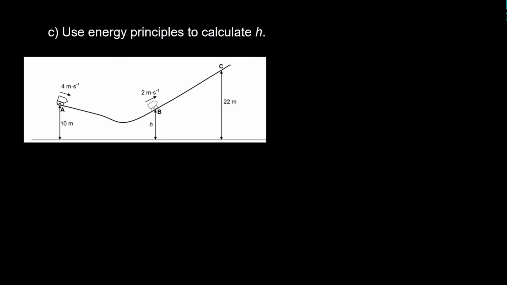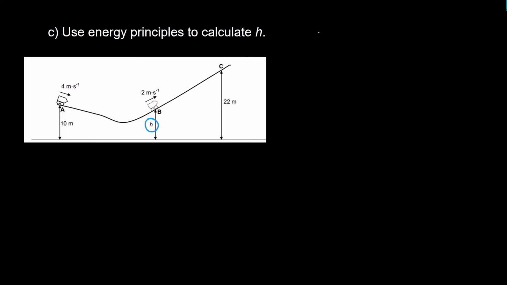Use energy principles to calculate H. There we go, we need to calculate H. So what energy principles do we have? Well, we know that this system is one of non-conservative force. They've already asked us to give the definition of a non-conservative force. So the work done would be that of a non-conservative force. We know this equation to be the change in the kinetic energy plus the change in the potential energy.